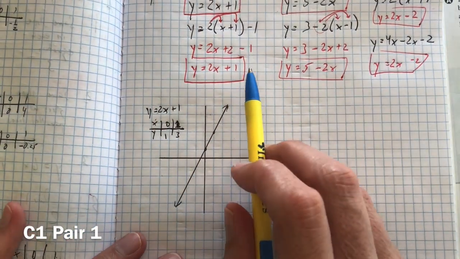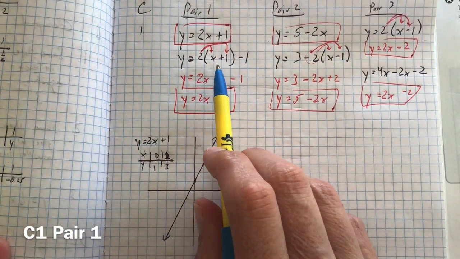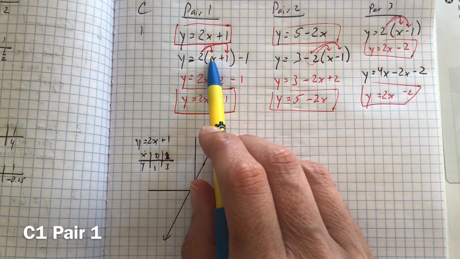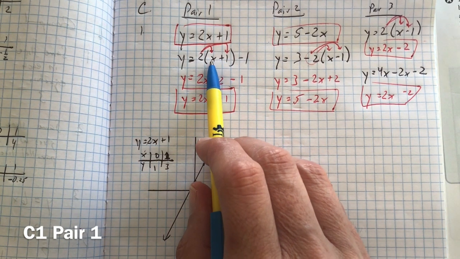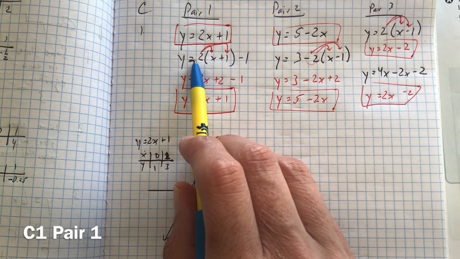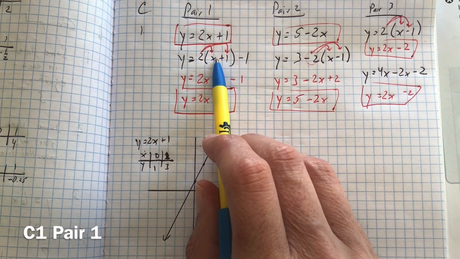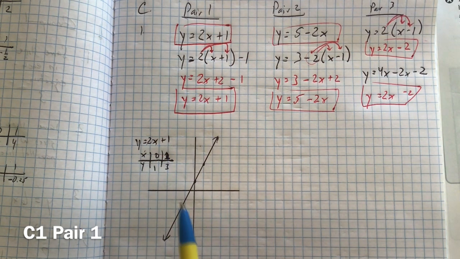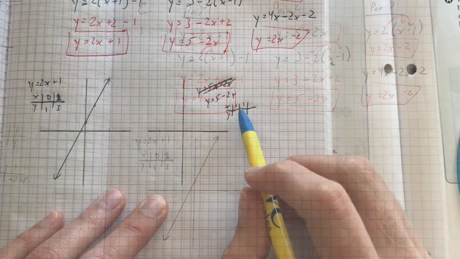And notice how if we'd gone in and plugged the same values in for the original equation, if I'd put a 0 in here, 0 plus 1 would have been 1. 2 times 1 would have been 2. Then minus 1 would have been 1, so I still would have had that same 0 and 1 in that case.